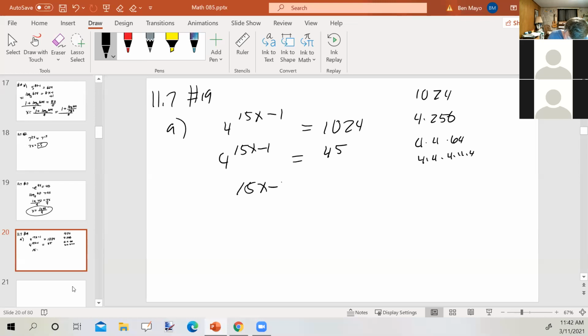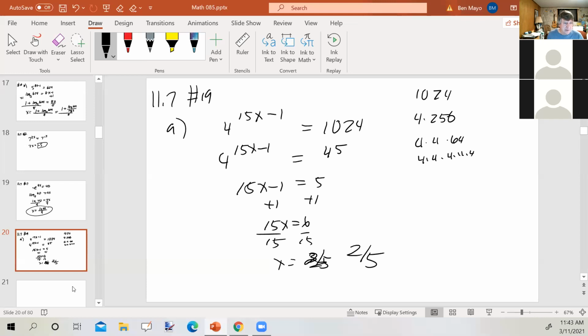So 15x minus 1 equals 5. Add 1. 15x equals 6. Divide by 15, x equals 3/5. Wrong. x equals 2/5, because you take a 3 out. My bad. Sorry. So x is 2/5.